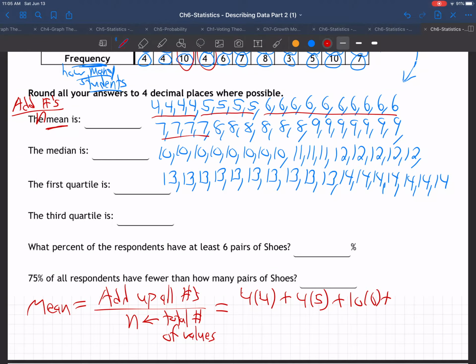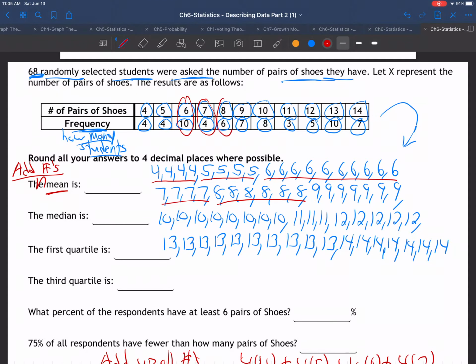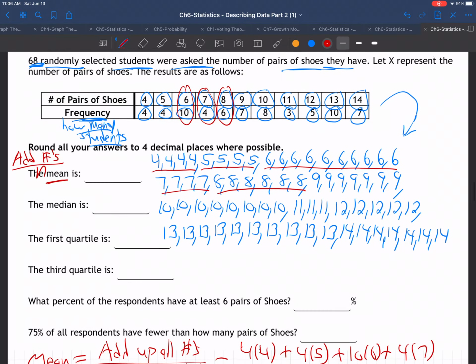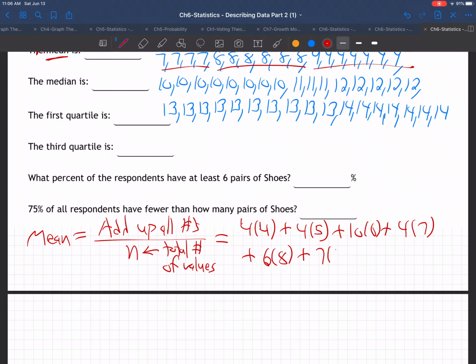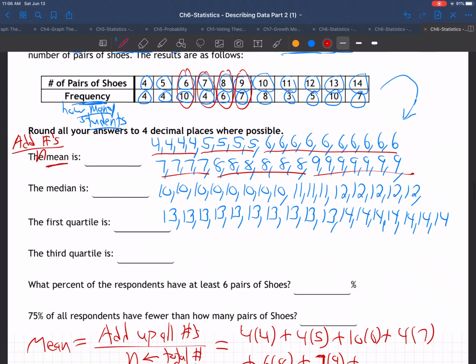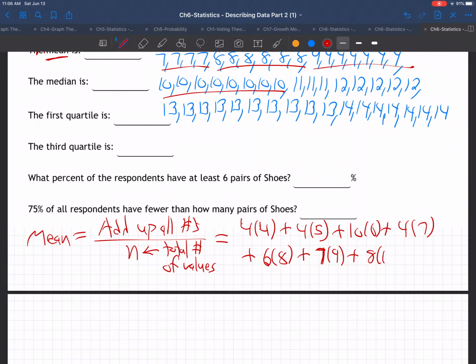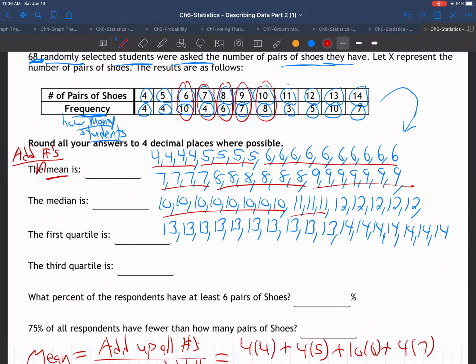4 7s. So the table, I'm going to keep going here, plus next comes all the 8s. How many 8s? 6 8s. So you should just multiply the numbers in the table. That's telling you how many there are. Bunch of 9s. How many 9s? 7 9s. Plus. Bunch of 10s. How many 10s? 8 10s. Plus 3 11s, as the table says.